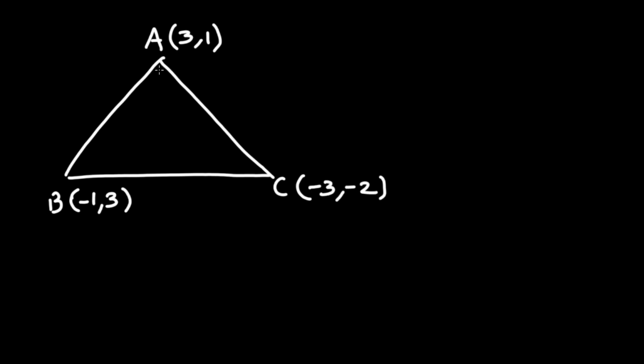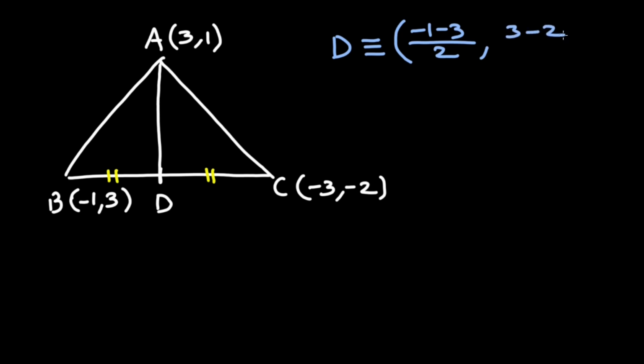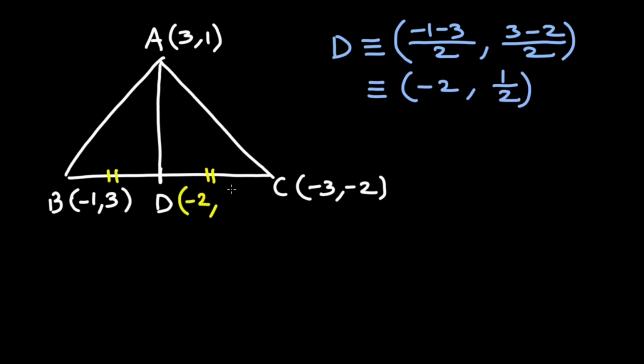The vertices of a triangle ABC are A (3, 1), B (minus 1, 3), and C (minus 3, minus 2). We have to find the equation of the median AD. Let us first find out the coordinates of point D, which is the midpoint of side BC. So by midpoint formula, we write D equals ((minus 1 minus 3) by 2, (3 minus 2) by 2), which will be (minus 2, 1 by 2). So the coordinates of point D are (minus 2, half).